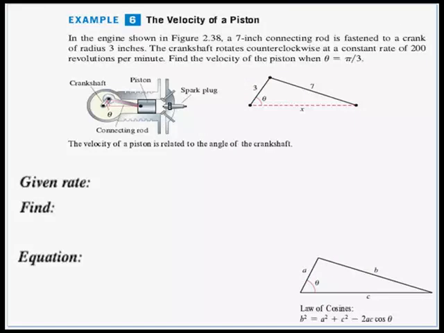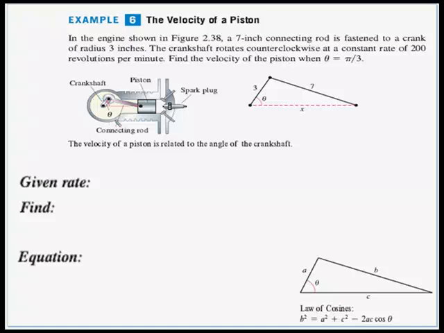Of course, we save the best for last. Example 6, the velocity of a piston. In the engine shown here in the figure, a 7-inch connecting rod is fastened to a crank of radius 3 inches. The crankshaft rotates counterclockwise at a constant rate of 200 RPM, revolutions per minute. Find the velocity of the piston when that angle is pi over 3 radians.